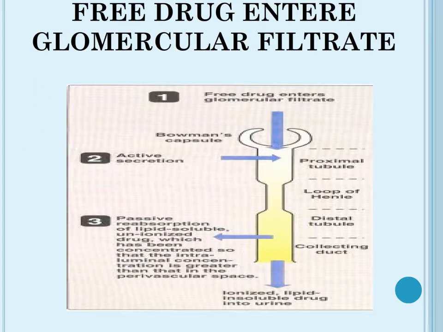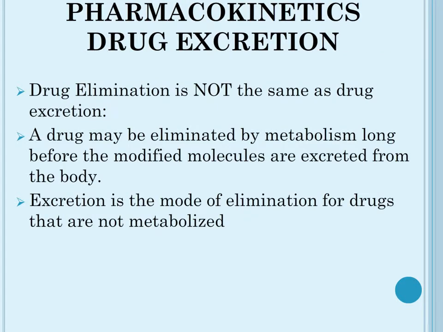So in a nutshell, your free drug enters the glomerulus depending on glomerular filtration rate, goes down the proximal tubule, and then whatever remains lipid soluble will undergo passive reabsorption, and whatever remains ionized, lipid insoluble, will ultimately be excreted. At the end of the day, drug excretion and drug elimination are not the same thing. The effects of a drug may be eliminated via metabolism, which means inactive metabolites may persist in plasma until they are ultimately excreted in the kidneys.